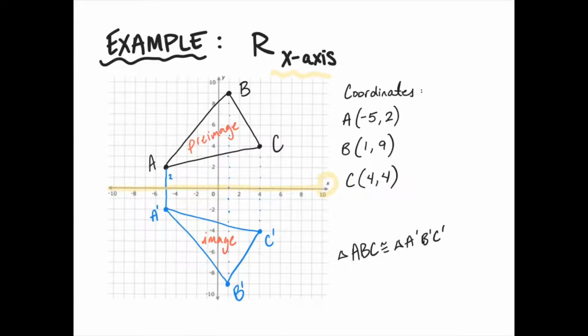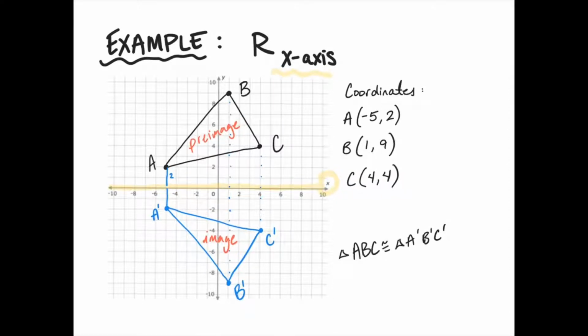Now let's take a look at the coordinates real quick. Let's get rid of this. Let's look at the coordinates of A prime, B prime, and C prime. The coordinates of A prime were -5, -2. The coordinates of B prime look like 1, -9. And the coordinates for C prime look like 4, -4.